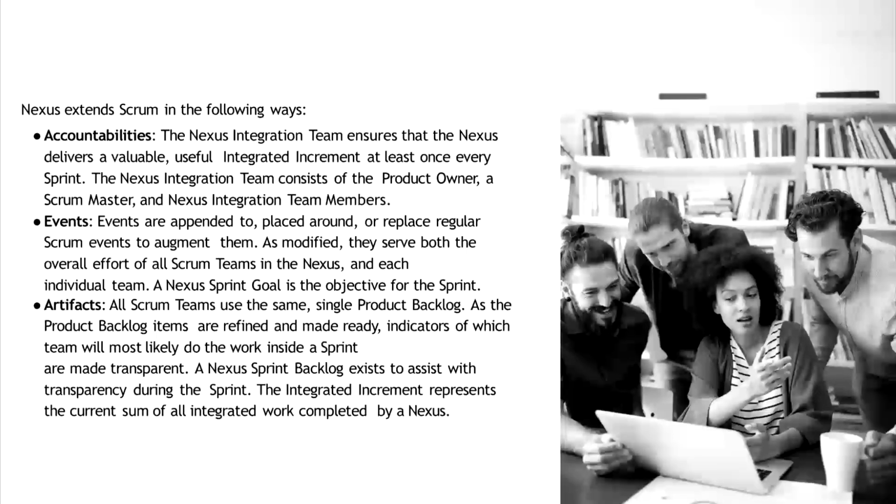Artifacts. All Scrum teams use the same single product backlog. As the product backlog items are refined and made ready, indicators of which team will most likely do the work inside a sprint are made transparent. A Nexus sprint backlog exists to assist with transparency during the sprint. The integrated increment represents the current sum of all integrated work completed by a Nexus.